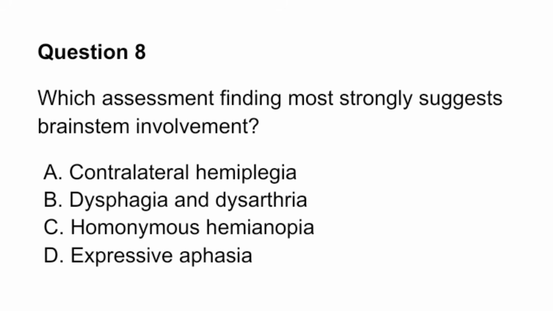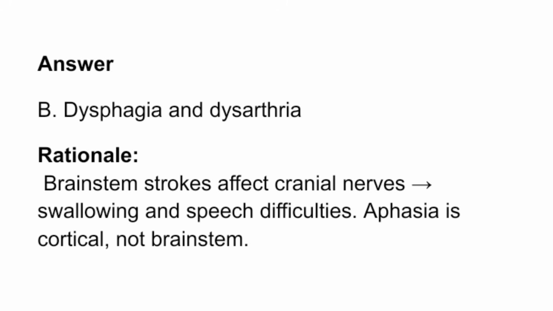Question 8. Which assessment finding most strongly suggests brainstem involvement? A. Contralateral hemiplegia. B. Dysphagia and dysarthria. C. Homonymous hemianopia. D. Expressive aphasia. Answer: B. Dysphagia and dysarthria. Rationale: brainstem strokes affect cranial nerves, leading to swallowing and speech difficulties. Aphasia is cortical, not brainstem.